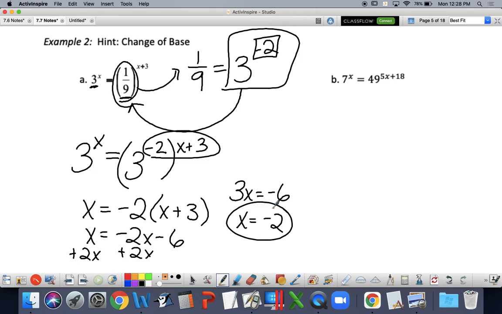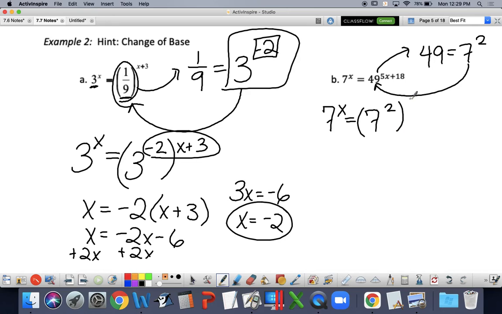All right, next example. So I want a whole number base, positive, between 1 and 10, so I'm going to stick with 7. How can I rewrite 49? 7 squared. Perfect. So I substitute 7 squared back in for 49. 7 to the x is equal to 7 squared raised to the 5x plus 18 power.